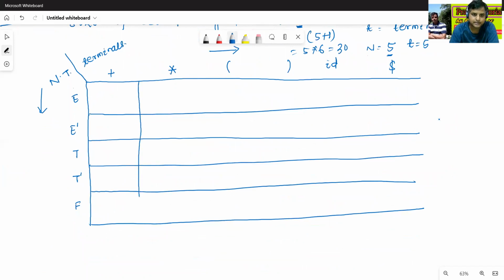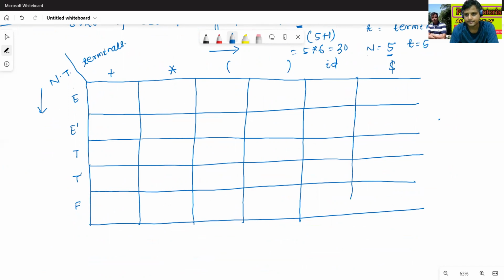This is the plus part, star, open bracket, close bracket, ID. Okay, so this is called the LL1 parsing table. See, just count. What is the table size here? Table size is 30. Table size 30 means just count how many boxes are in the table.